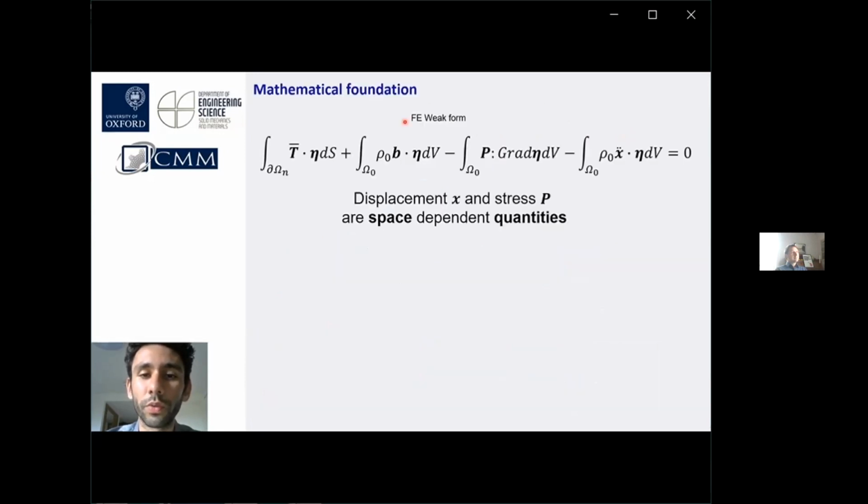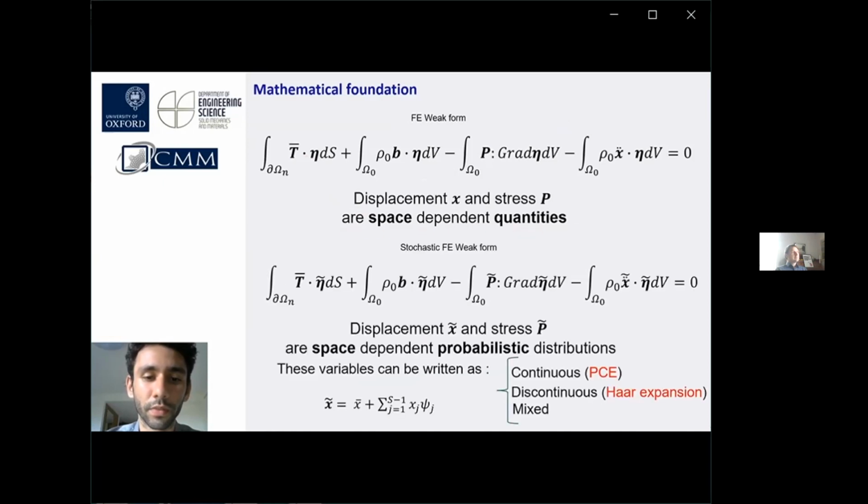To do so, we modify the finite element weak form. In the finite element weak form, a test displacement eta is used to create an equation that allows the derivation of the real displacement and the stresses that are supposed to be space-dependent quantities. In the stochastic finite element weak form, these quantities are now supposed to be space-dependent probabilistic distributions, which means that both the spatial and the stochastic problem are going to be solved in one go.